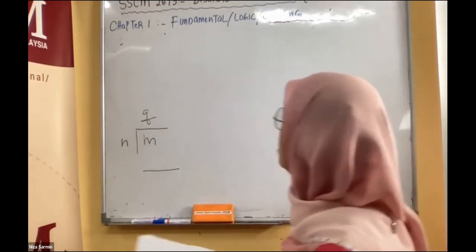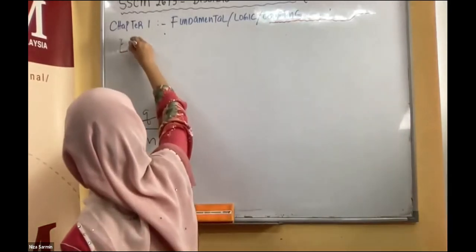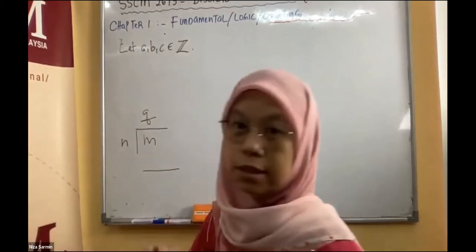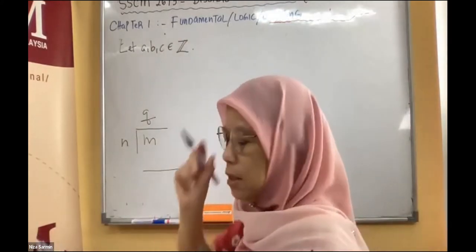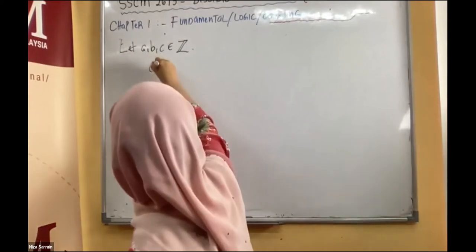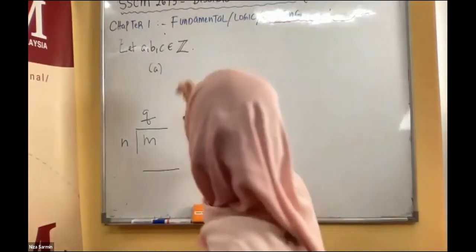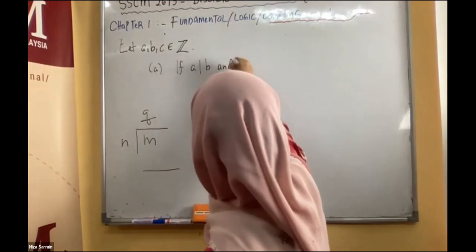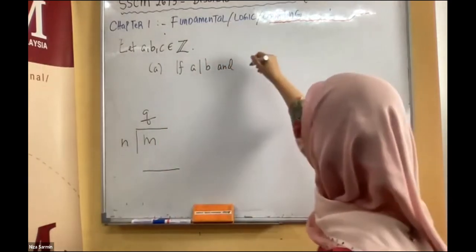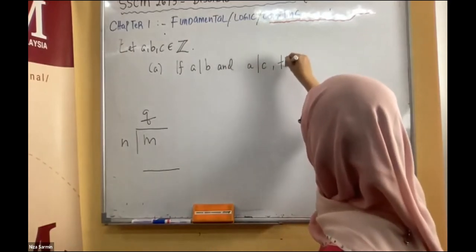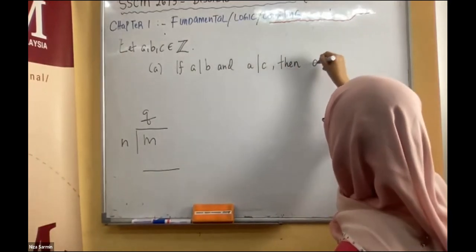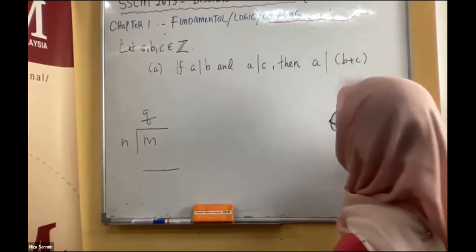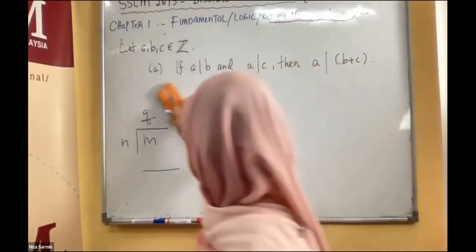Okay, now these are the properties. Let A, B, C be integers. The first one: if A divides B and A divides C, then A has to divide B plus C.